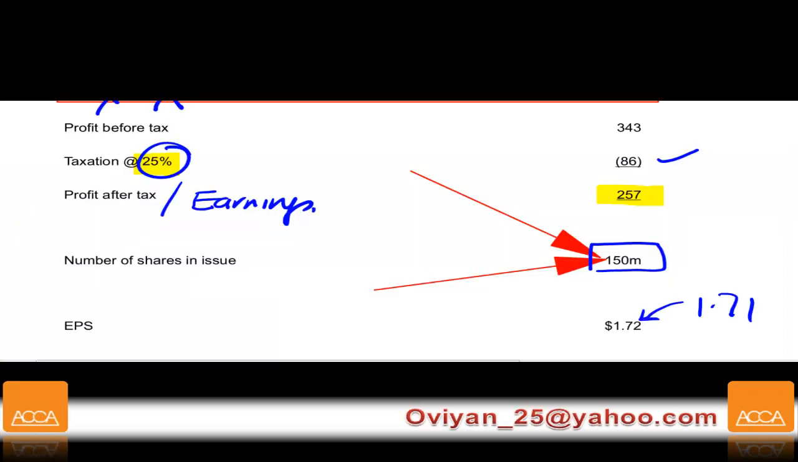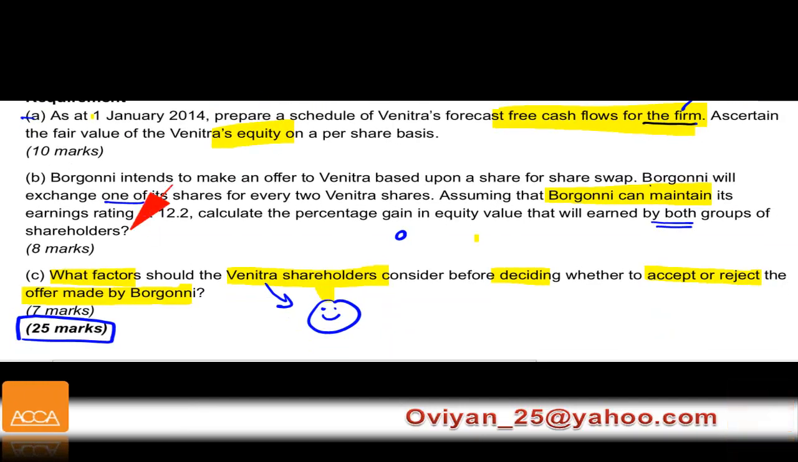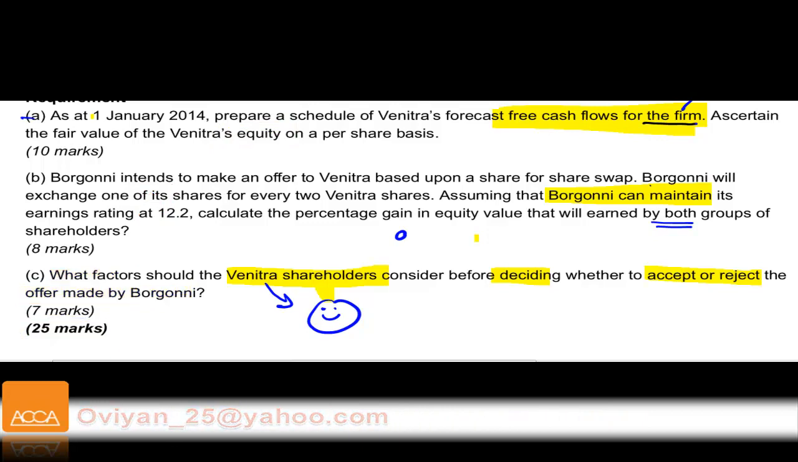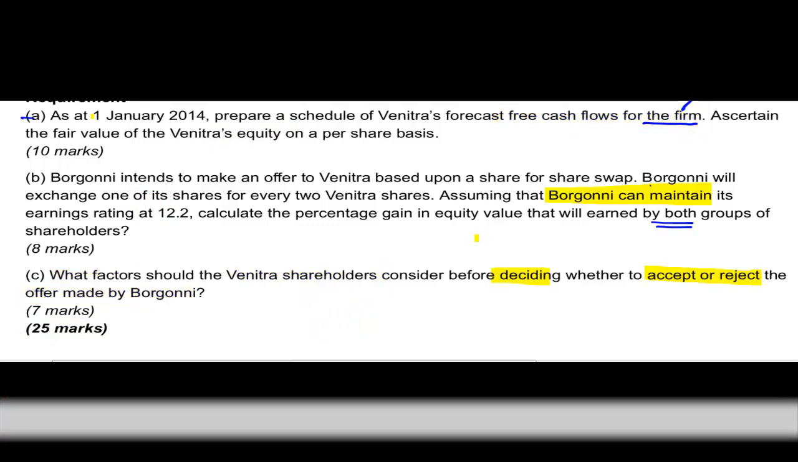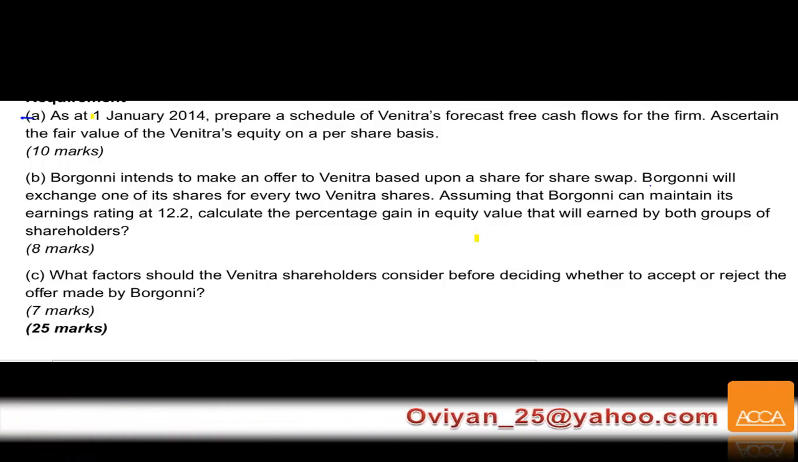Now part B of the question. It's going to be the interesting part. Part B is the post-acquisition valuation. Borghini, or Borgoni, however you want to pronounce it, intends to make an offer to Venitra. So Borghini is coming in to make an offer to Venitra. They're giving us only one option here, which is a consideration of share for share swap.